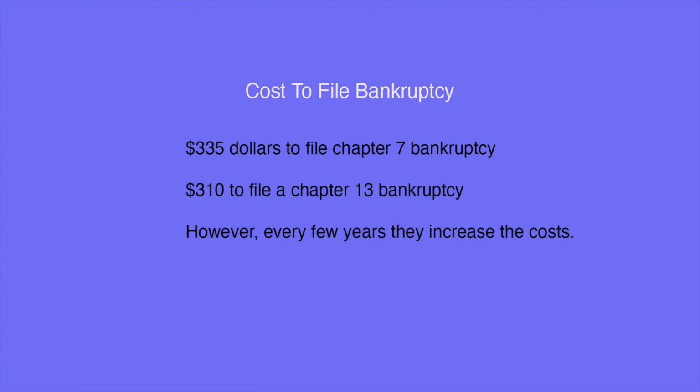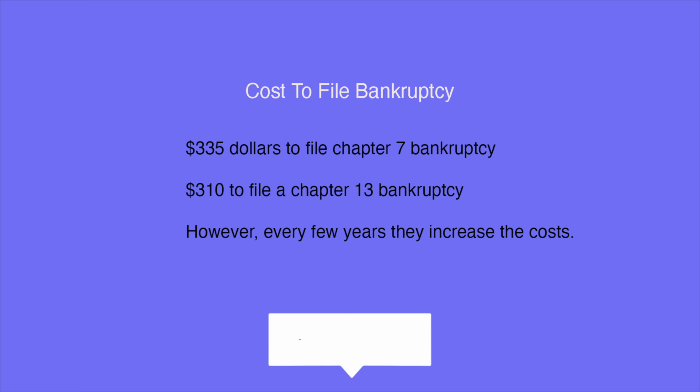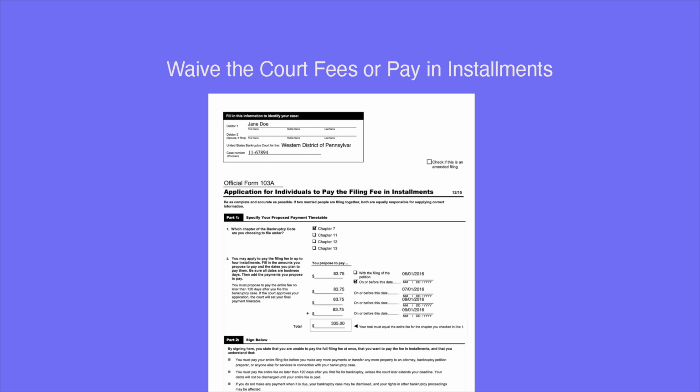Costs to file bankruptcy. If you do it yourself, it costs about $335 to file Chapter 7 bankruptcy and about $310 to file a Chapter 13 bankruptcy. However, every few years they increase the costs. If you do not have the money to pay the costs to file bankruptcy, then fill out the form to waive the court fees or pay in installments. You can pay the cost in 4 monthly installment payments.